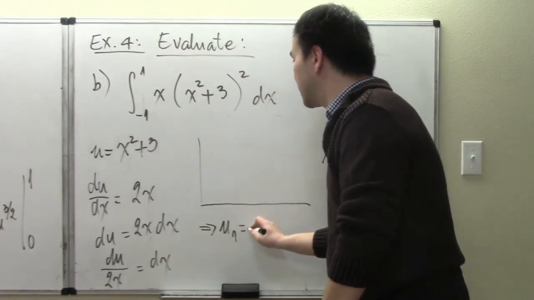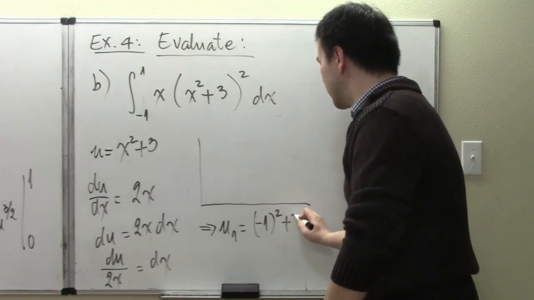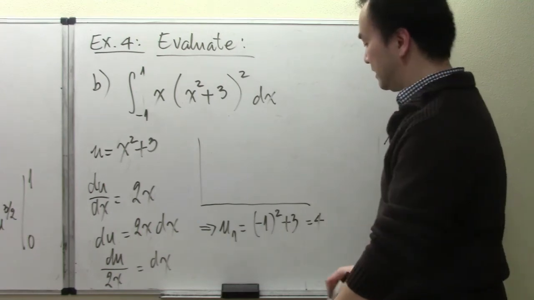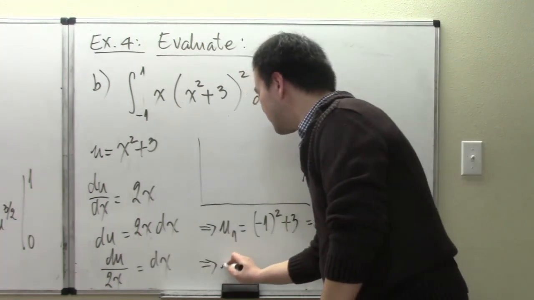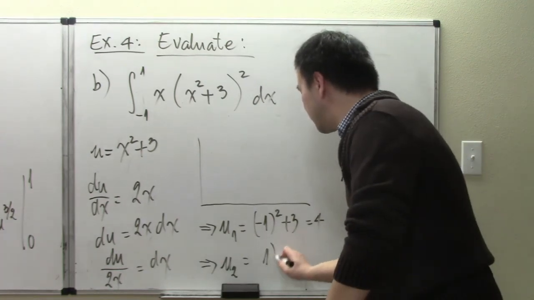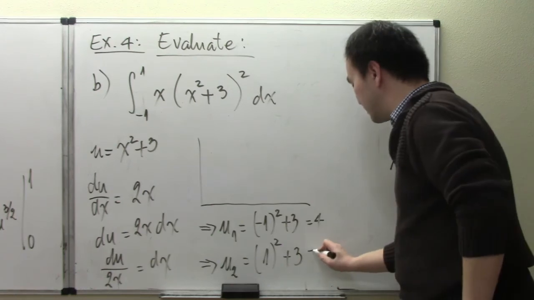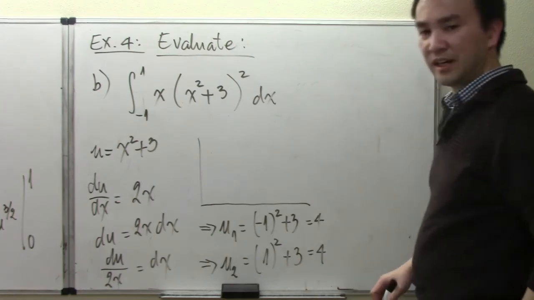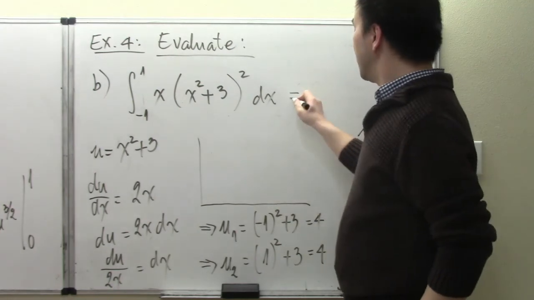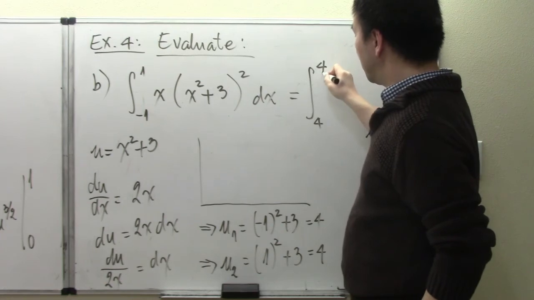So u1 is going to be -1 squared plus 3, which gives me a 4. Okay, u2 is +1 all squared plus 3, equals 4 as well. Okay, and so now we are ready for substituting it. Lower end becomes 4, upper end becomes 4 again.